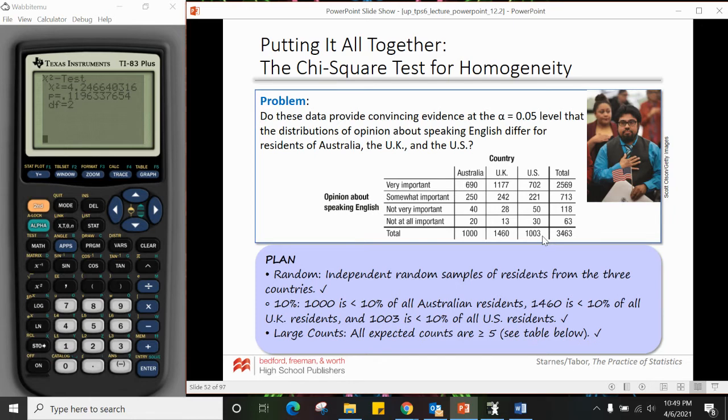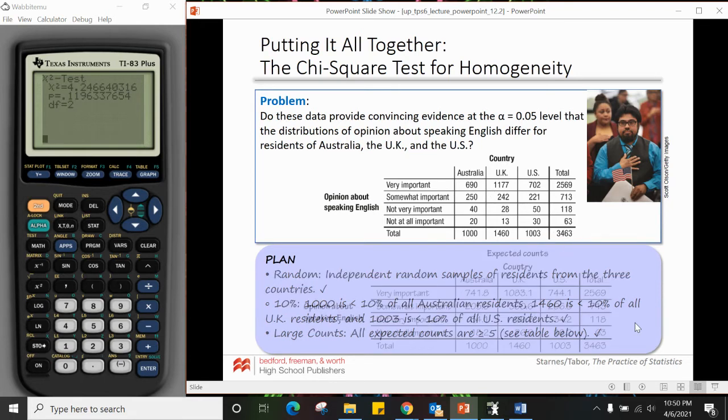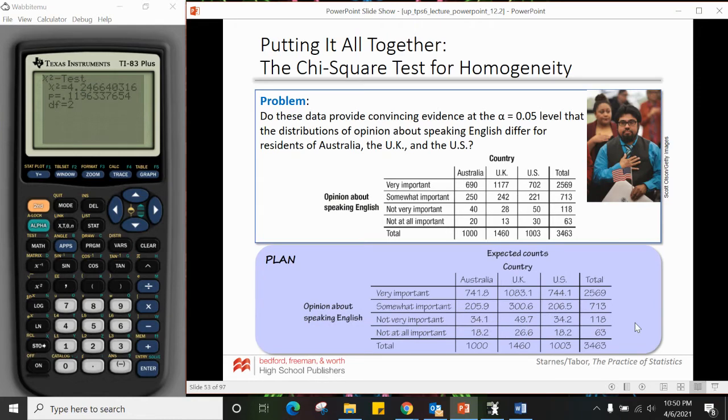The large counts, we do have to do a little bit more work to get our expected values, but remember it would be 2569 times 1,000 divided by 3463 to go in this category right here. So if I did that, I can show all my expected counts. Let's just double check for you all. Boom, 741.8. So just so you know how you get it. And then you check each one of these and they are all greater than 5, so we're good to go.